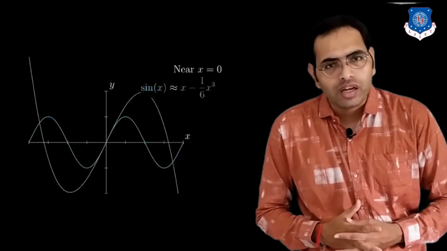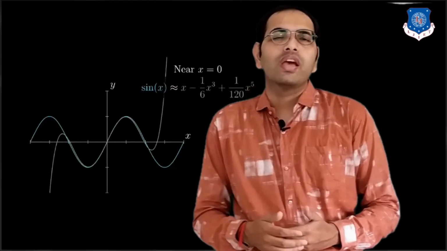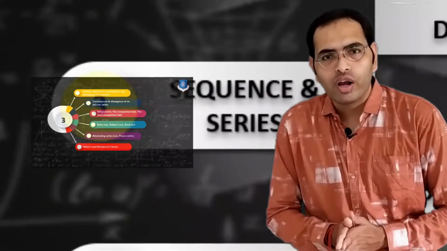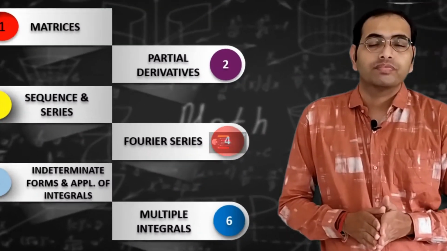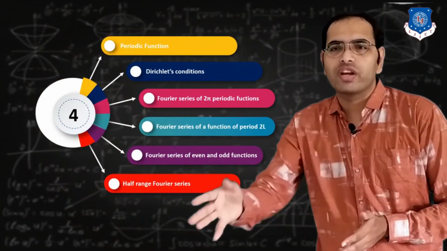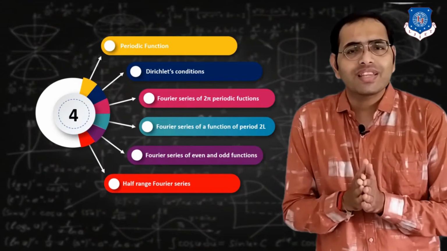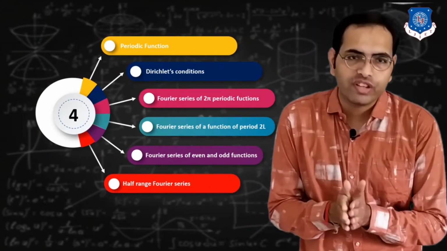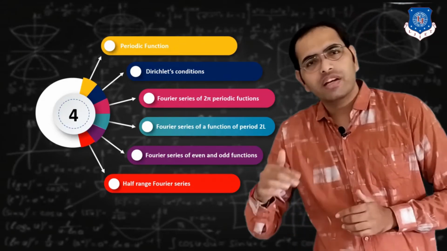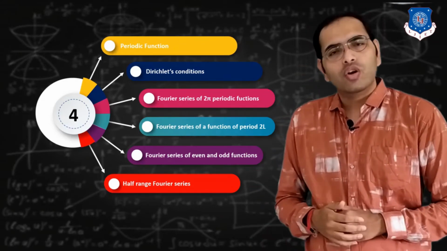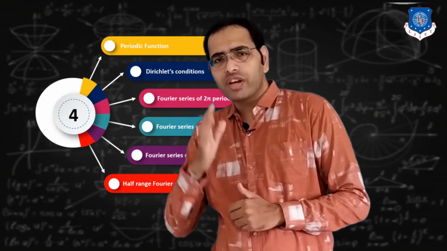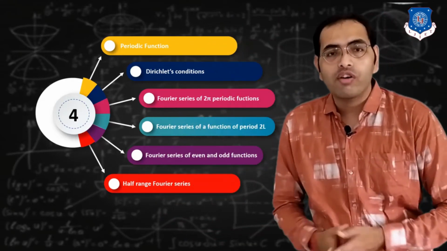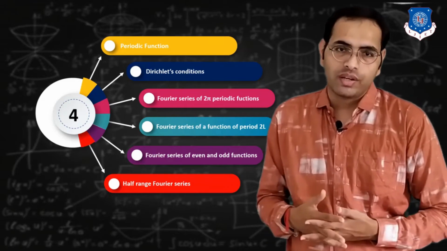Now let's discuss the next unit, unit number 4, that is Fourier series. Firstly, what is Fourier series? Fourier series is nothing but the infinite series representation of a function in terms of sine and cosine terms. With the help of Fourier series, we can find examples in digital signal processing.